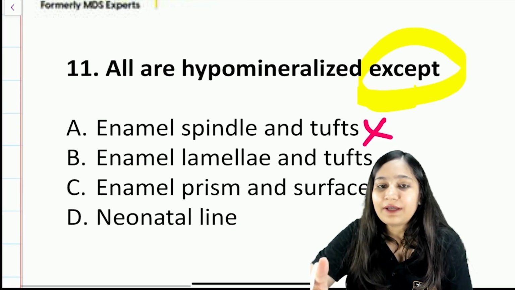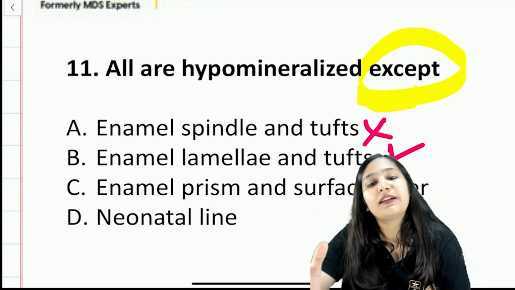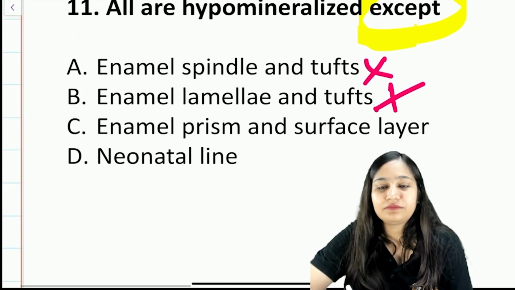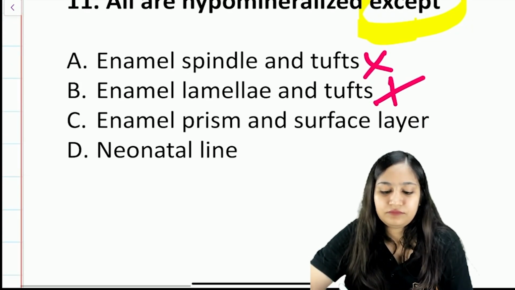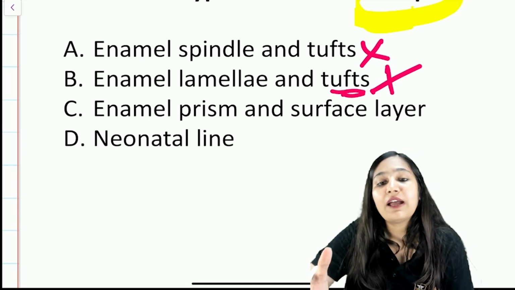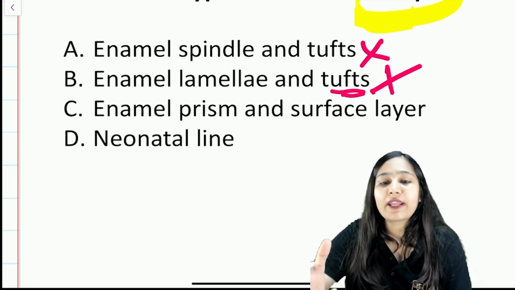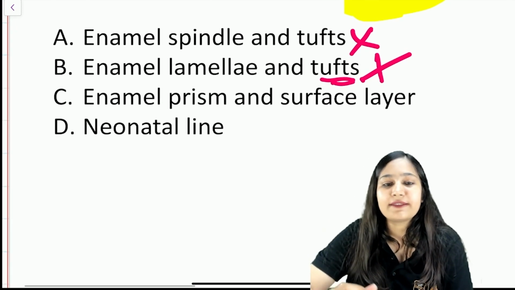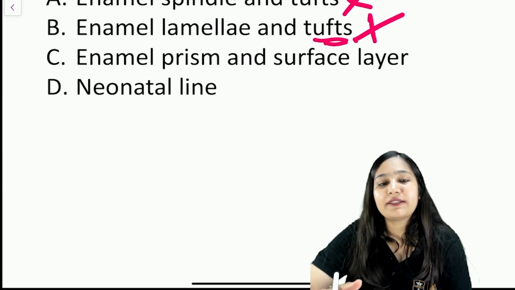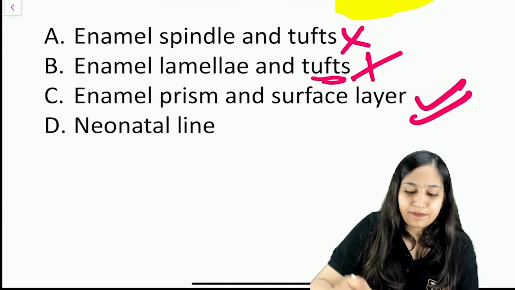Enamel lamella and enamel tuft, they are again hypomineralized structures as they contain organic material. Enamel tufts contain hypomineralized enamel rods. Enamel lamella is also having organic material present. Enamel prism and surface layer. So this can be our correct answer.